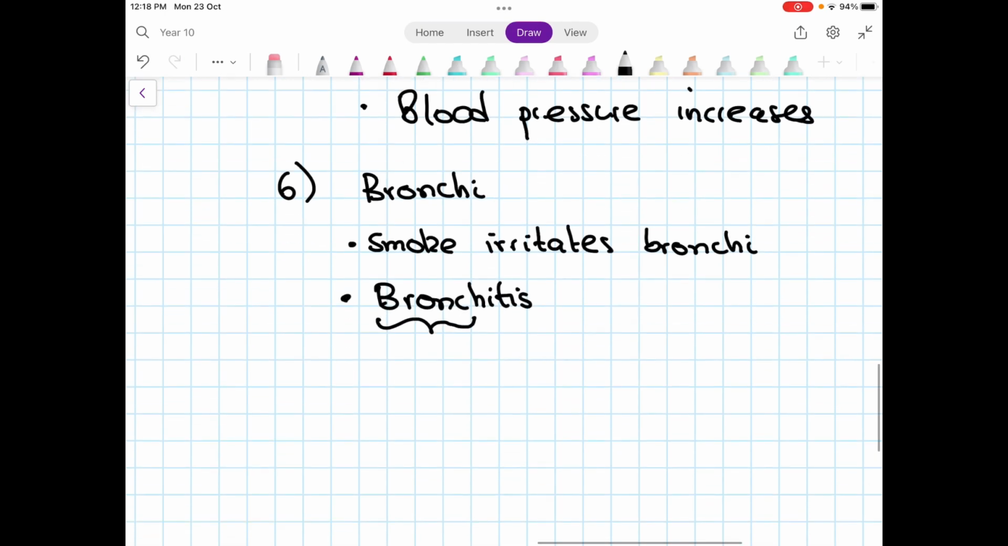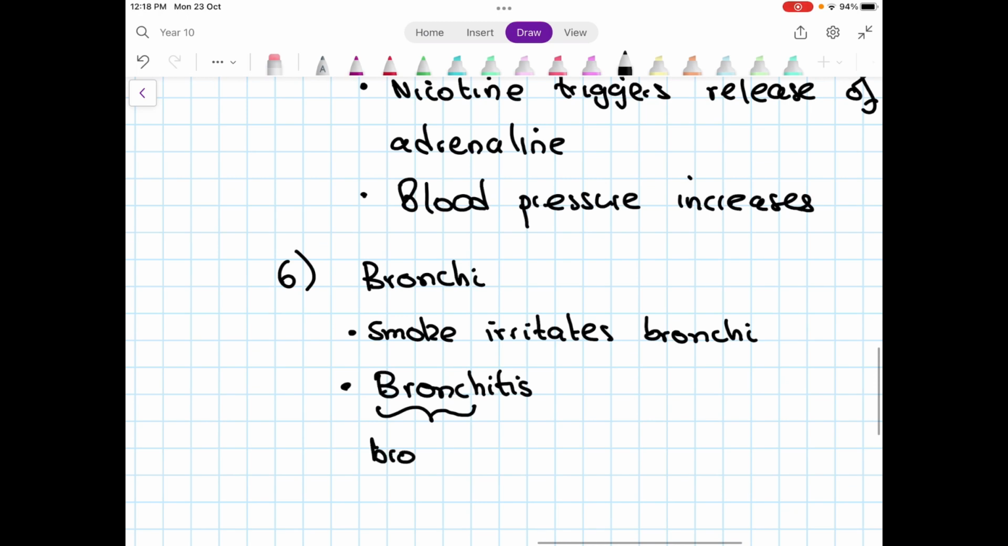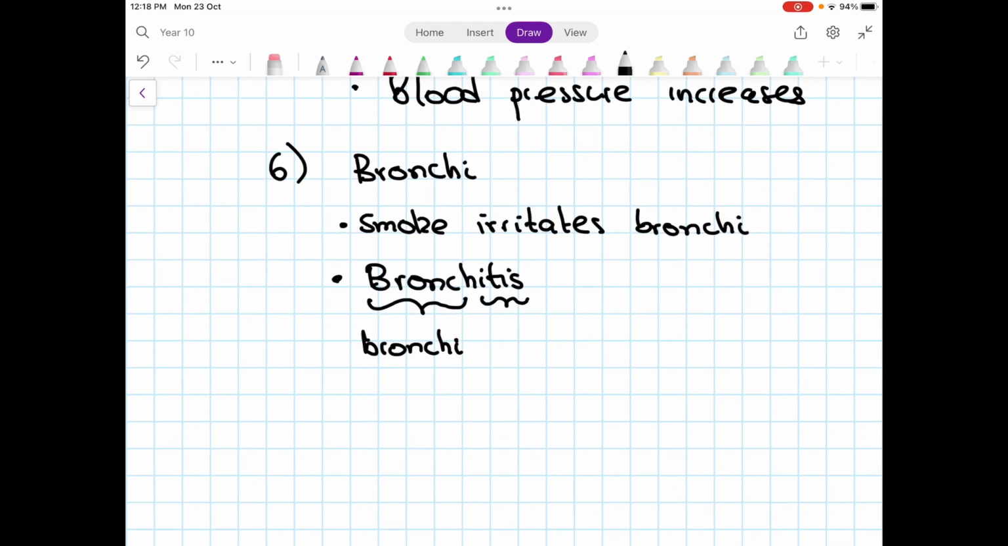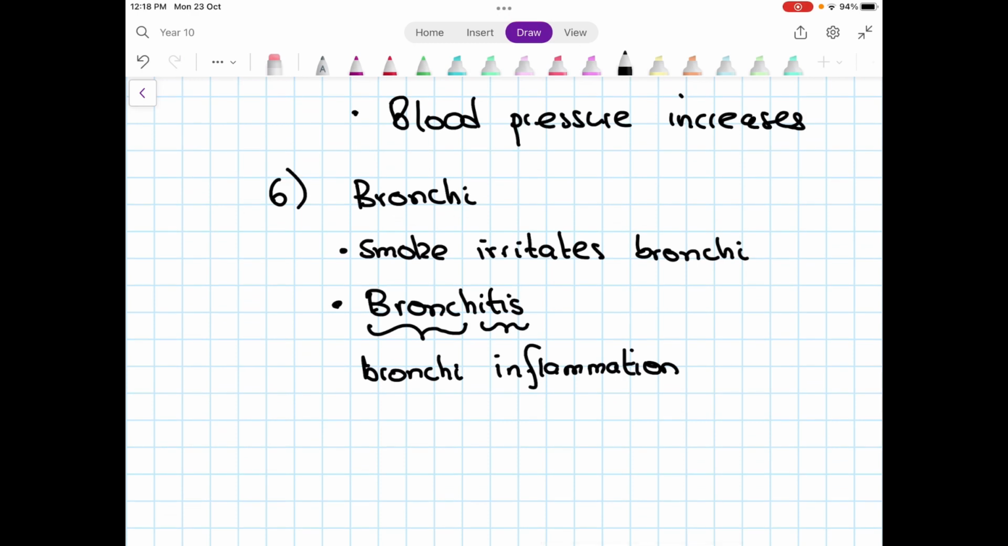The first part of this word, bronchi, quite obviously refers to the structure in our body known as bronchi, and the second portion, the suffix itis, refers to inflammation. You might know this from things like hepatitis, which is the inflammation of the liver, or pancreatitis, which is the inflammation of the pancreas. So essentially, bronchitis refers to the inflammation of bronchi. And that's what this condition is all about.